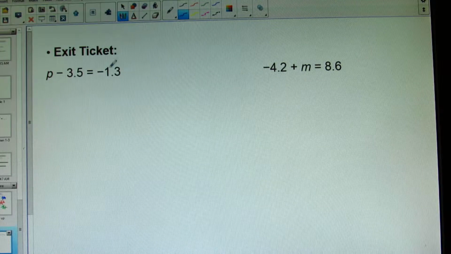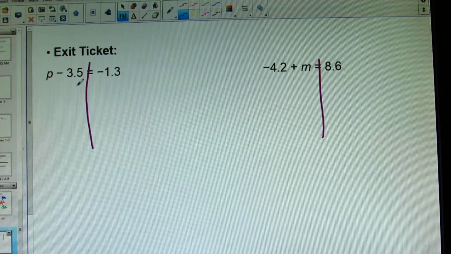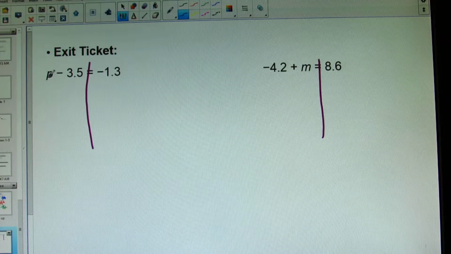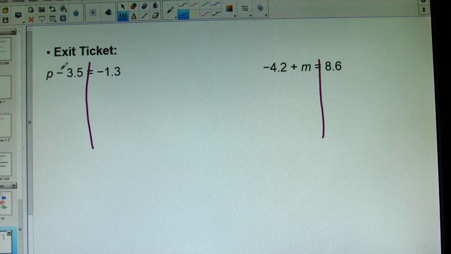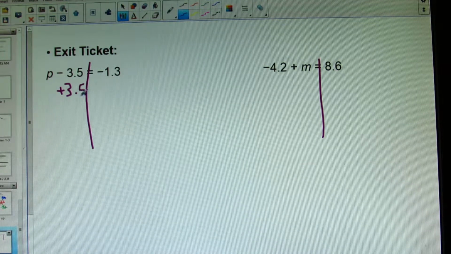Exit ticket is just a review of today's lesson. Notice the numbers are a little more challenging, but you're going to do the same kind of math that we were doing before, except this time it's with decimals. In order to isolate my variable, the p, I have to get rid of a minus 3.5, or 3 and 5/10. In order to do that, I have to add 3 and 5/10 on both sides.